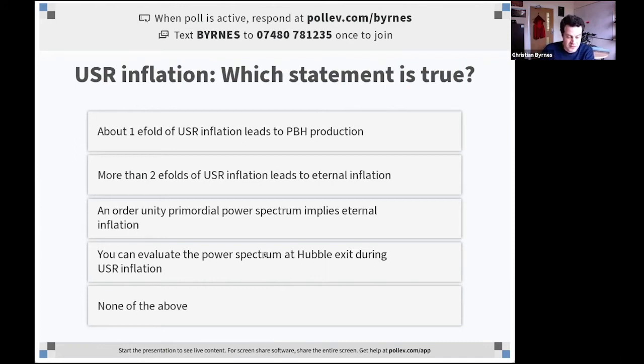And D is really wrong. The perturbations continue evolving outside of the horizon in ultra-slow roll inflation, which is completely different from slow roll. In slow roll inflation, they stop evolving at horizon crossing, or within 1 e-fold, say, of horizon crossing. Here, they just keep evolving. Okay, so there we go.